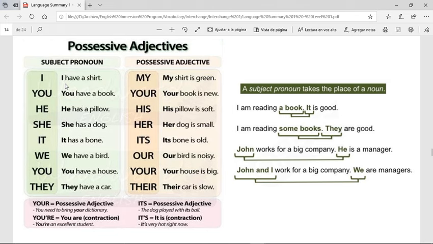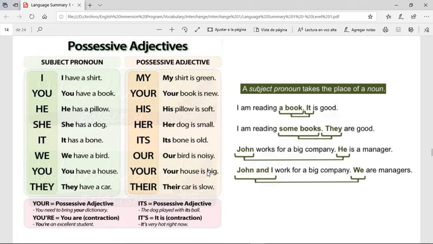But with my, your, his, her, its, our, your, their, we're talking about the object belonging to this person. My shirt is green. It means the shirt that I have is green. We use my for this. Your book, the book of you, your book is new. He has a pillow, but his pillow is soft, the pillow of him. Her dog is small, because she has a dog, and her dog, the dog of her, is small. Its bone is old, the bone of it, the dog, is old. Our bird is noisy, the bird of us is noisy. Your house is big, their car is slow.